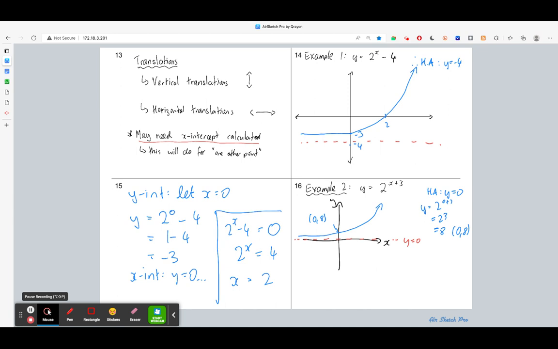You can be clever about this. I could use x equals 1, but that'd be 2 to the power of 4, which is 16. You could also use x equals negative 3 and go negative 3 plus 3 is 0, so 2 to the power of 0 is 1. So you can say negative 3, 1. It's really up to you. You just need a second point.